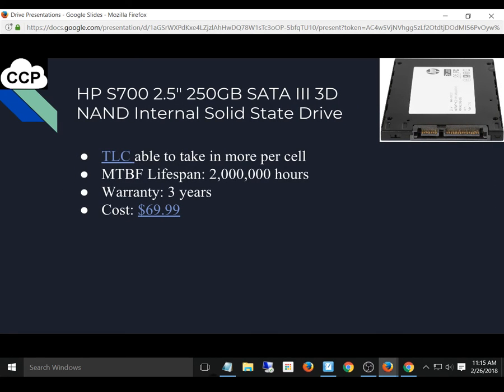And as we said a minute ago, it is TLC, which is able to take 1 per cell. Did it actually say 2 million hours in the MTBF? Yeah. For the MTBF, it is 2 million hours, and the warranty is 3 years. And what's the size? 250. Somebody do the math for me. I said 28 cents per gigabyte. 70 divided by 250 is what? 28 cents per gigabyte.